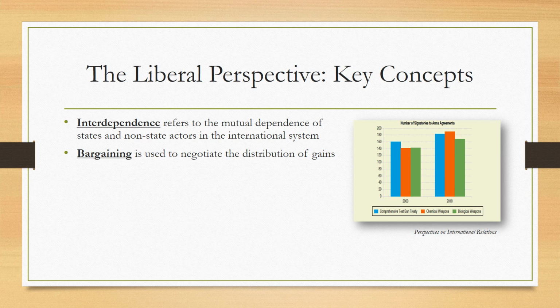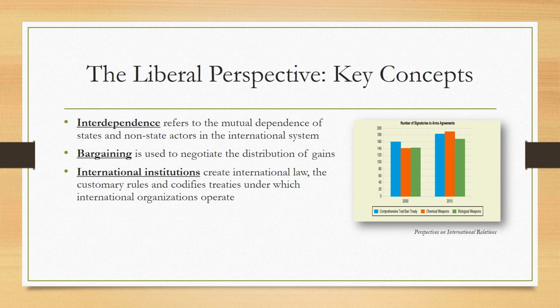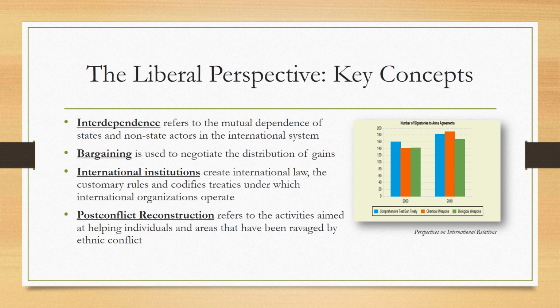One outlet that can aid in this process is our international institutions. International institutions create international laws, customary rules, and codify the treaties under which international organizations operate. Oftentimes, international institutions like the United Nations conduct post-conflict reconstruction. This refers to the activities aimed at helping individuals in areas that have been ravaged by ethnic conflict.